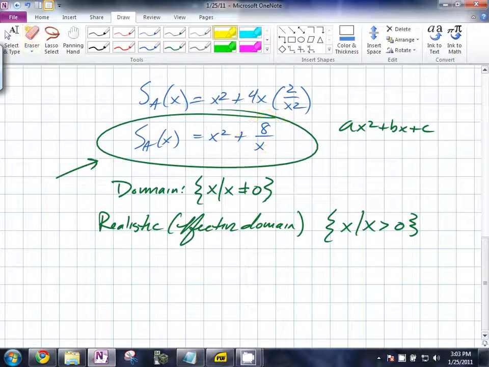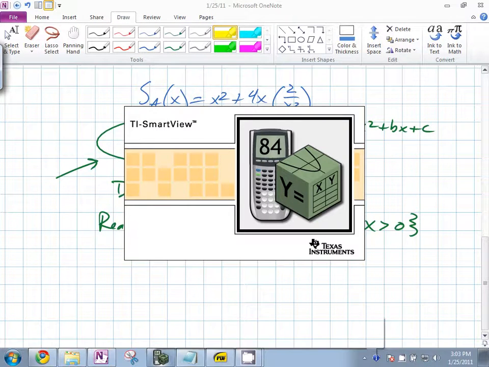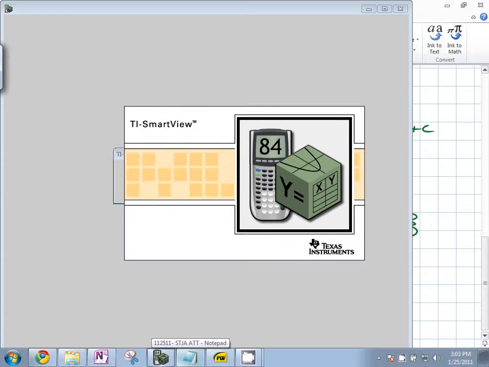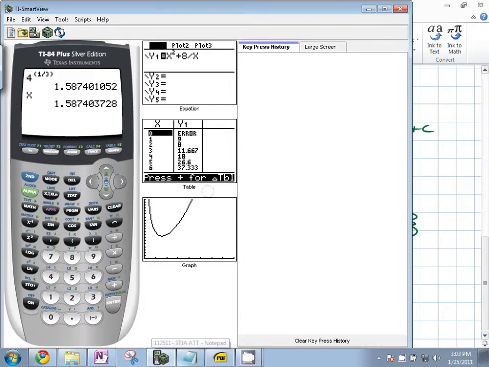But this isn't quadratic, so what are you going to have to use, because you haven't taken calculus yet? You're going to have to graph it. Let's let it freak out a little bit. So we graph this. Oh, look at this. It's already there. Imagine that. Oh, there it is.